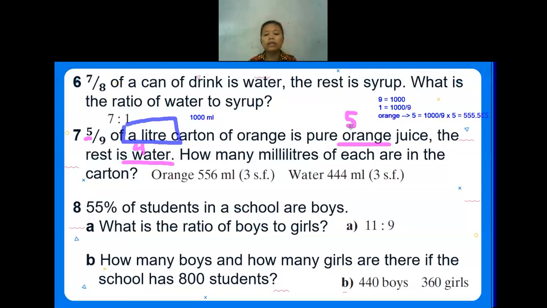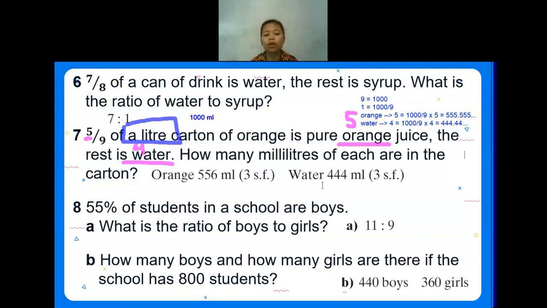And then for the water, the rest is water. So for water, we take the number 4. 4 will be equals to 1000 per 9. Oops, sorry. 4 is equals to 1000 per 9. We multiply it by 4. The answer will be equals to 444.44 and so on. And then when we round off to the nearest millimeter, we take it as 444 millimeter.